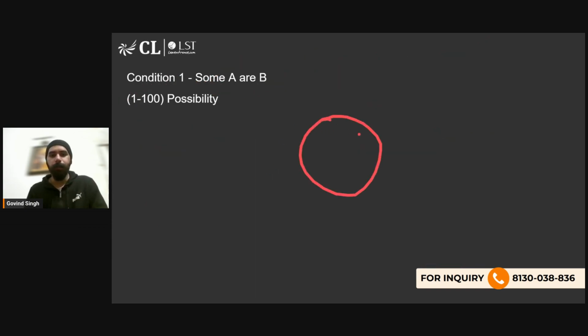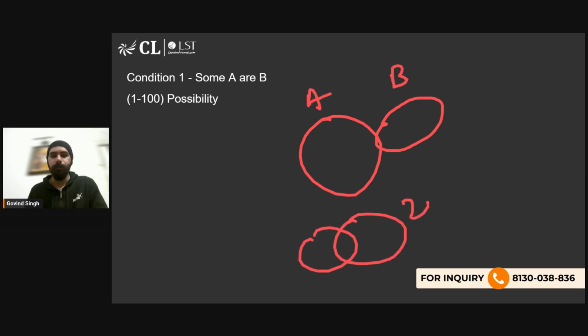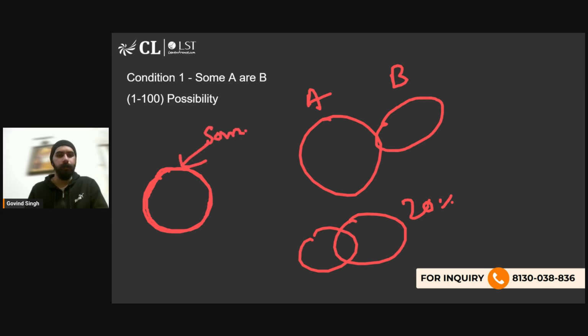सो आपका ये जो ओवरलैप है A एंड B का, ये ऐसा सिर्फ 1% भी हो सकता है, ये ऐसा लेट से ऑलमोस्ट 20% भी हो सकता है, और ये ऐसा 100% भी हो सकता है, एक के ऊपर एक. So this would also be a possibility of some A or B where there is 100% overlap.